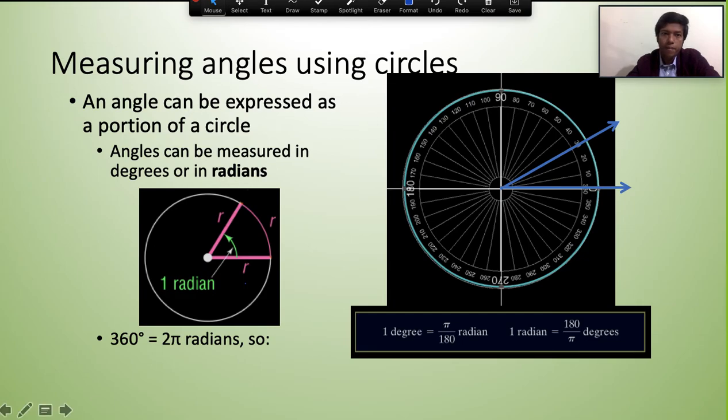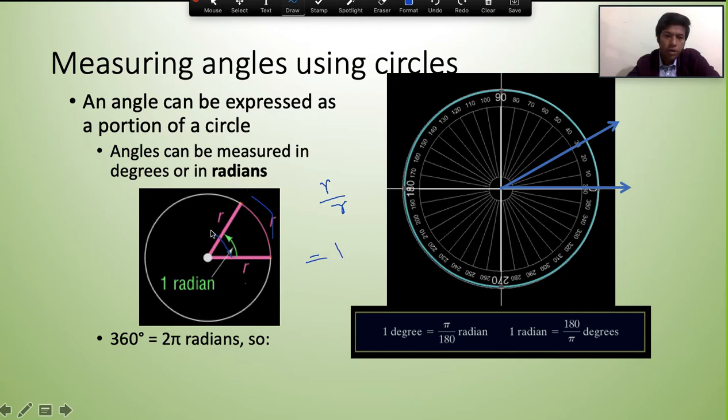Okay, how do these things come about? The reason is, see how we get this. The rule is the length of this arc divided by the radius. This is equal to 1. So this is why it is 1 radian.